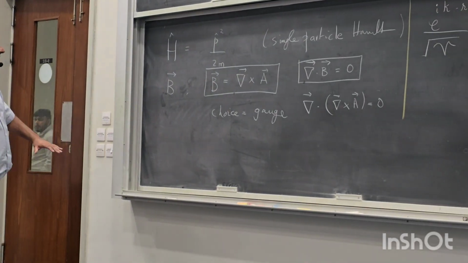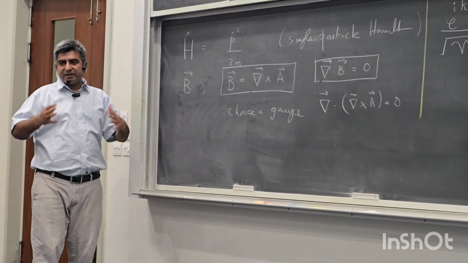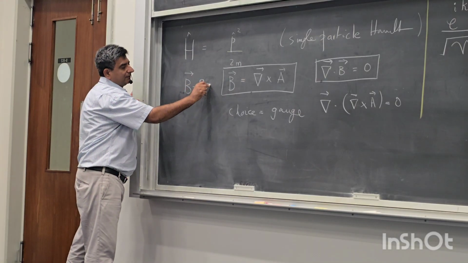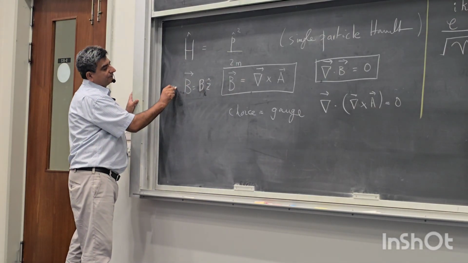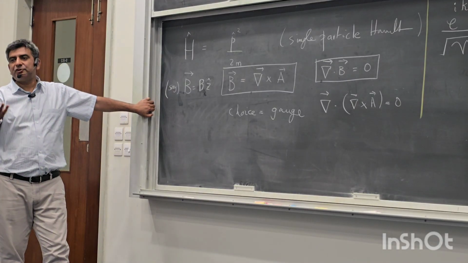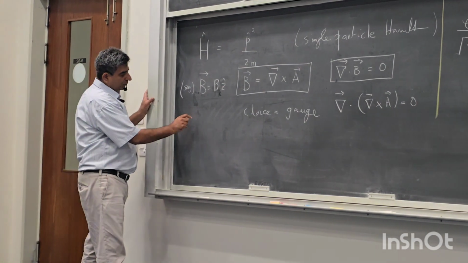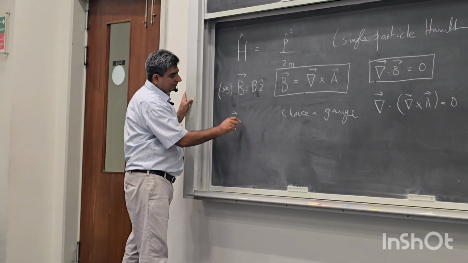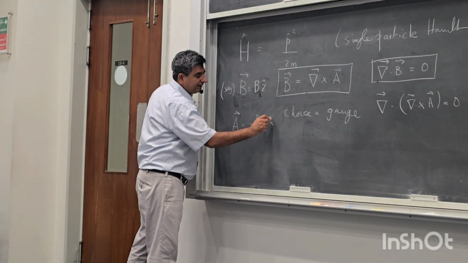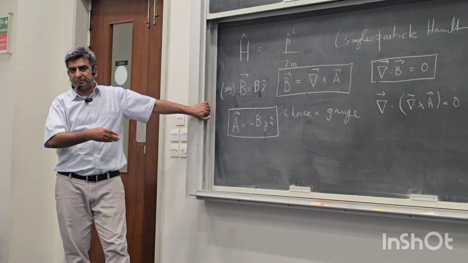Now suppose this sea of electrons inside the solid is subject to a magnetic field that points in the z direction. So one choice of A, there could be many choices of A. The gauge that we choose is the following: A equals minus B y in the x direction. This is our choice of gauge for this particular problem.